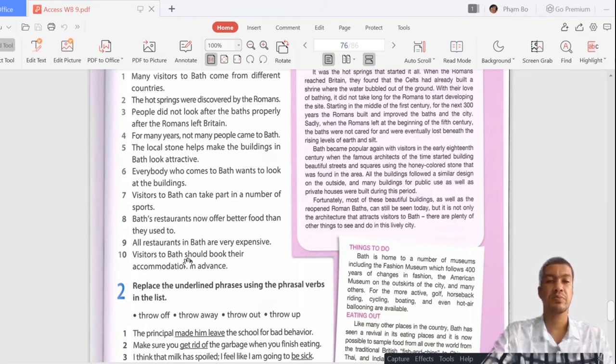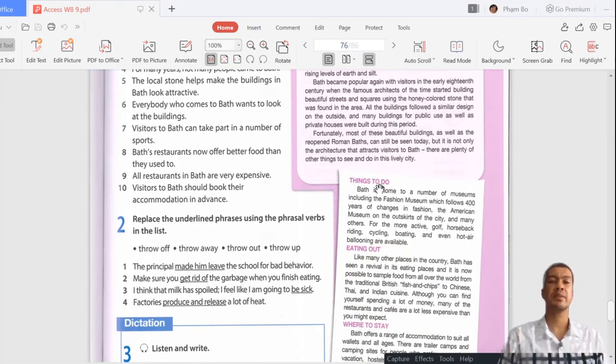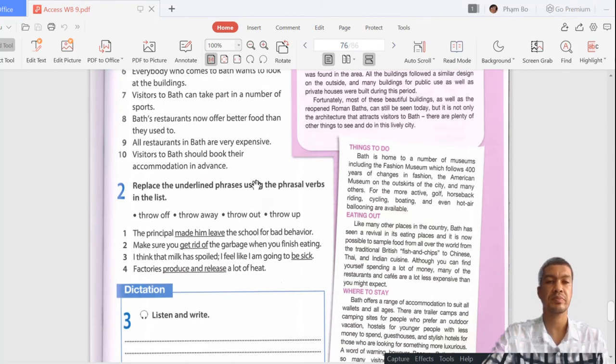Right, and visitors to Bath should book their accommodation in advance. Well, that's true, because it's a very busy city and everybody wants to see it, so you need to book in advance.